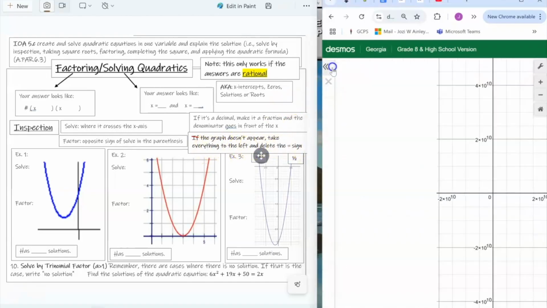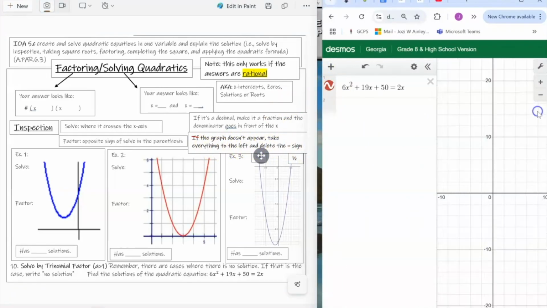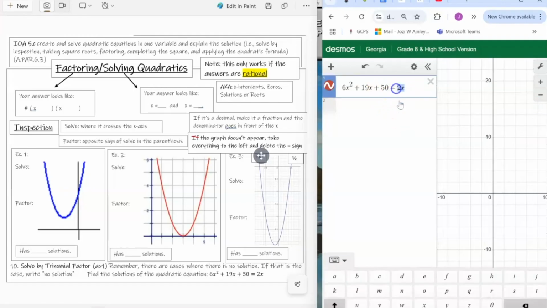All right, so let's go ahead and do that. So the graph did not appear. I'm going to hit home again. It did not appear. Take everything to the left and delete the equal sign. So this needs to go to the left. Right now I have positive 2x. How do I get rid of positive 2x? I subtract 2x, but I have to do it to where? Both sides. So I'm going to subtract 2x from that side and subtract 2x from that side.